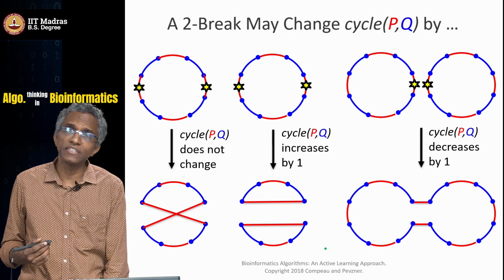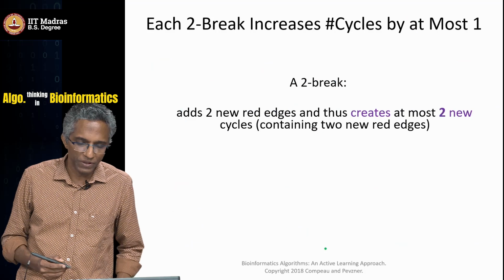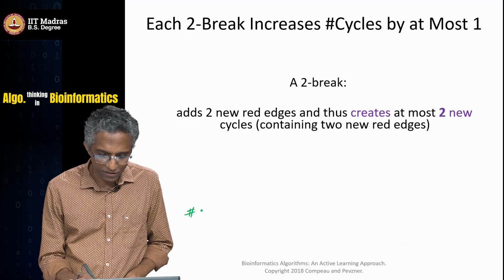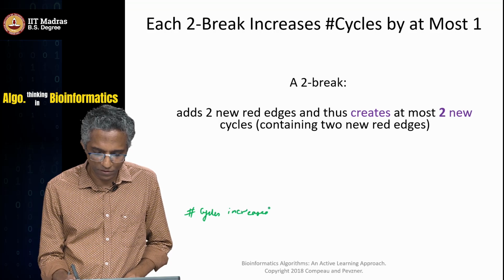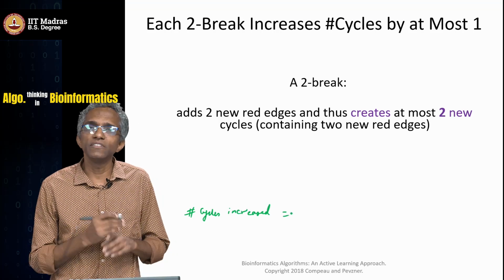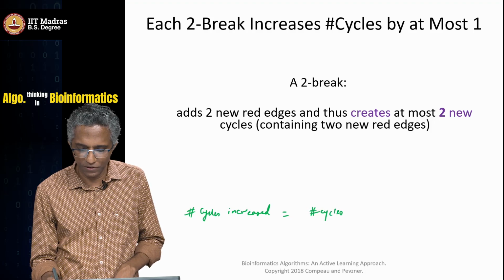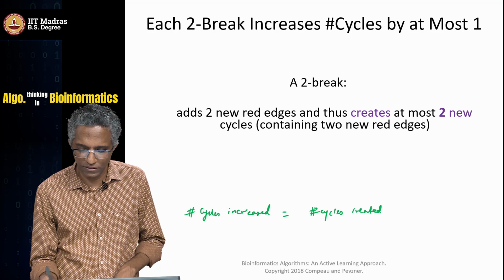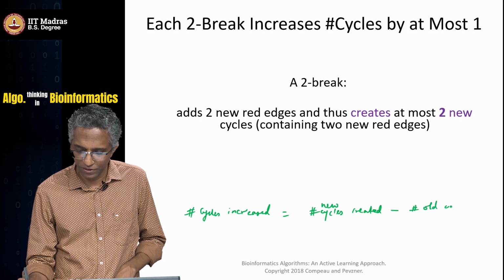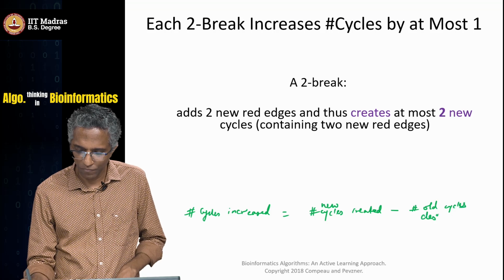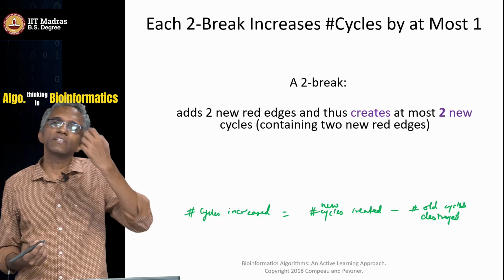Okay. But is it true in general? That indeed turns out to be true. We can formally see it in the following way. If you have the number of cycles that are increased, you want to get what is the number of cycles that is increased due to a single 2 break operation. That is going to be the number of cycles that is created due to the 2 break operation, new cycles, okay, and then minus the number of old cycles that are destroyed, right.